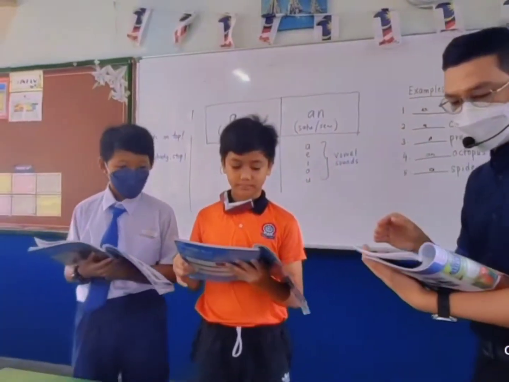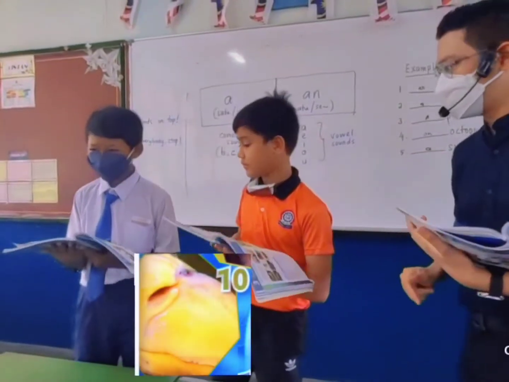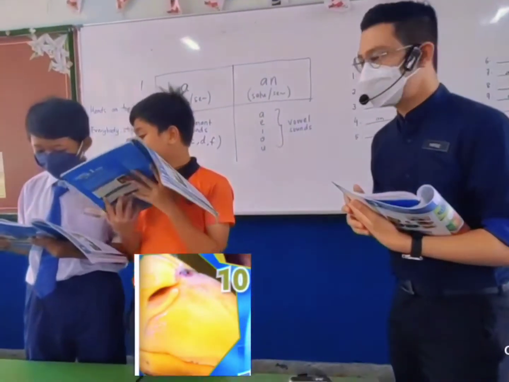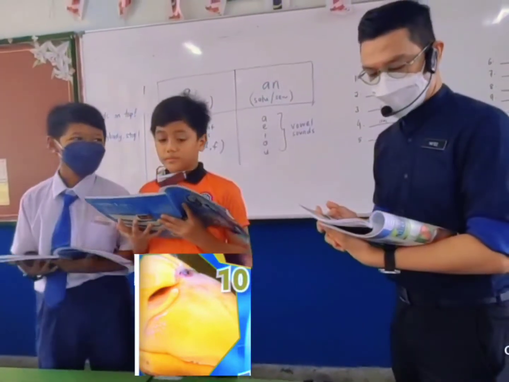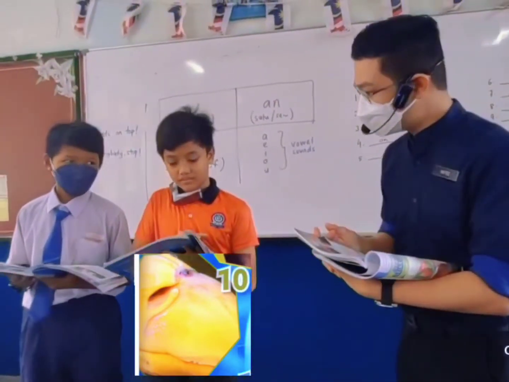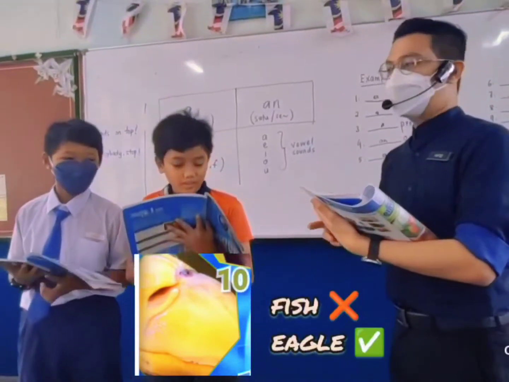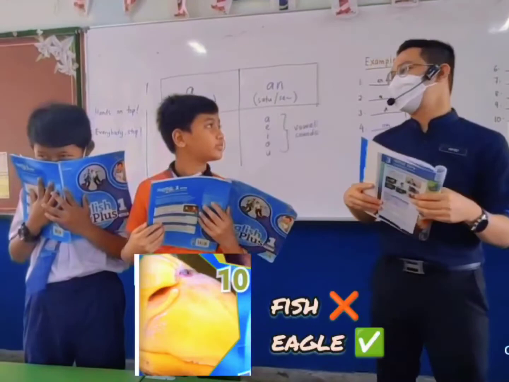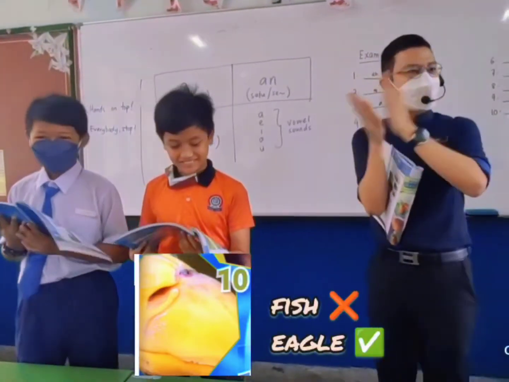Okay, Ausha. Picture 10. Look at picture 10. What do you think it is? It looks like a fish. Picture 10 is a fish? Oh, unfortunately, picture 10 is not a fish. It's a good try. Give them a big hand.